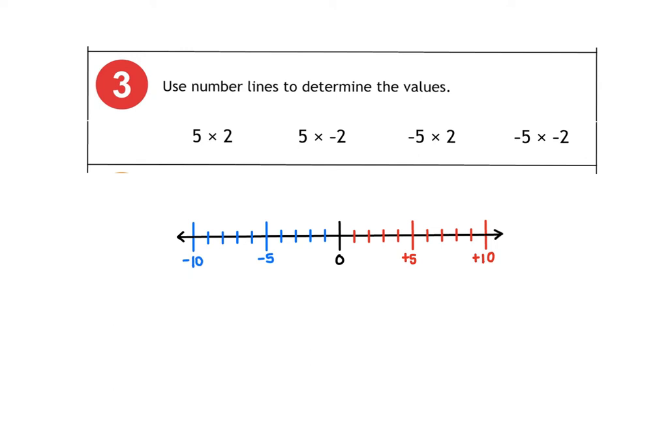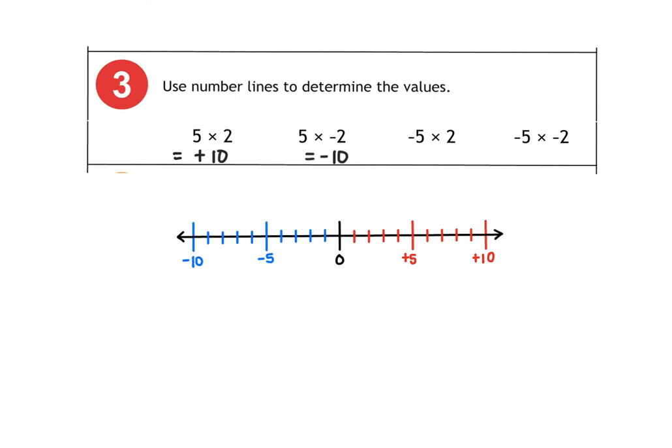Question 3 asks us to use number lines to determine the values of the multiplication questions. In the first example, we'll need to represent 5 groups of 2. As we can see, this will end up at +10. The second question, though, will have us have 5 groups of -2. So this time, we're going to end up at -10.